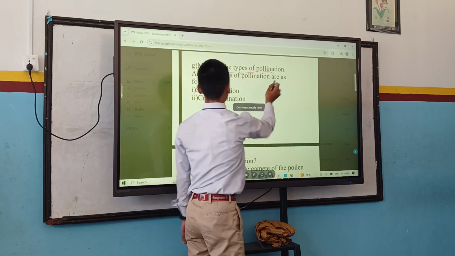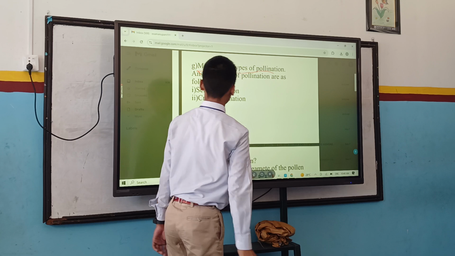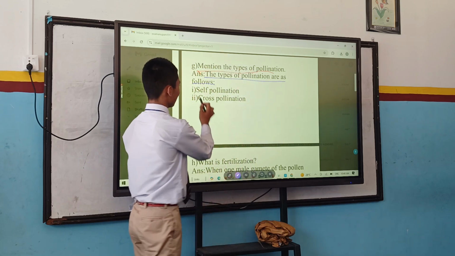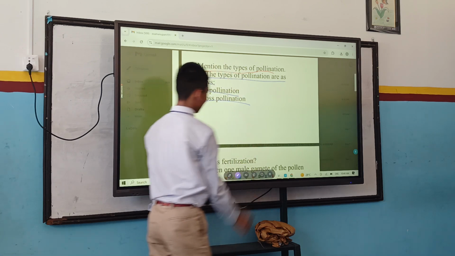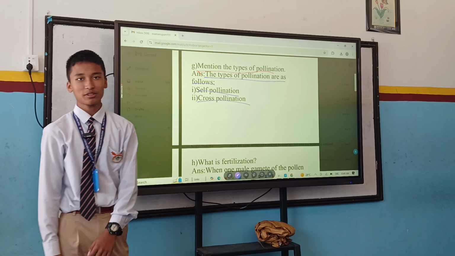Mention the types of pollination. The types of pollination are as follows: self-pollination and cross-pollination. As you all know, there are two types of pollination, and these are the two types.